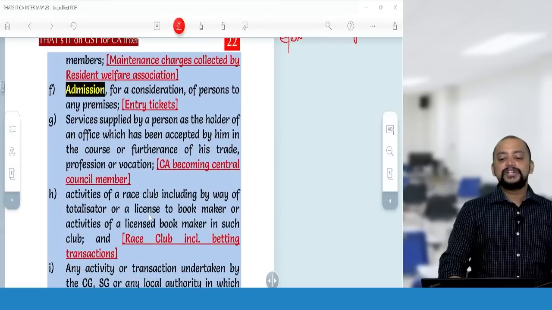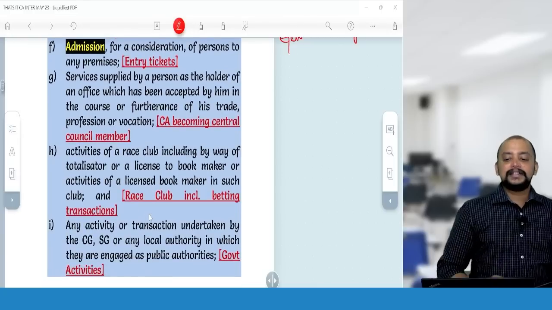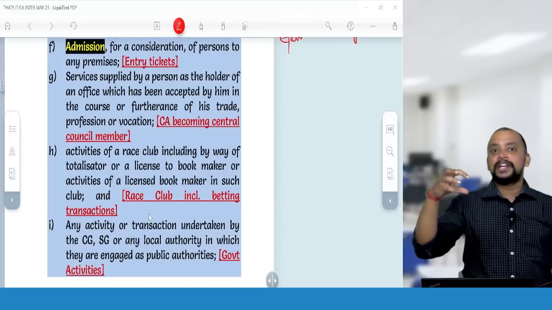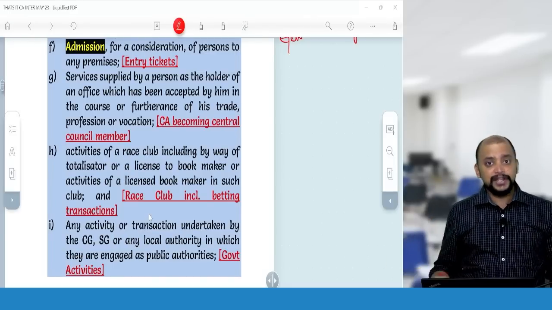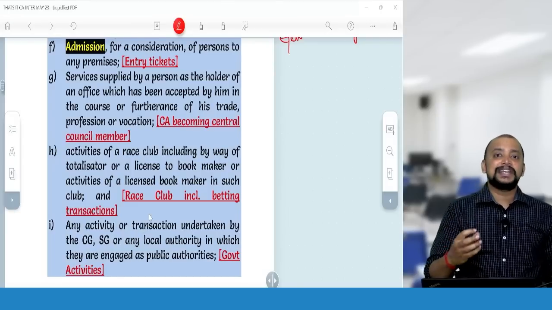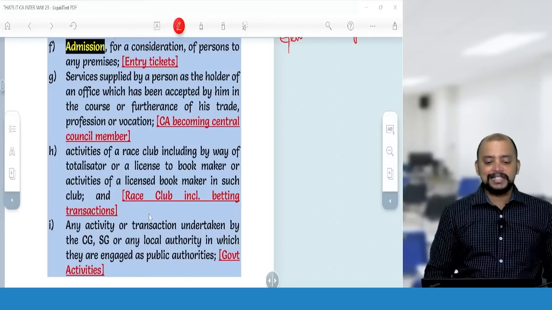Then next, admission for a consideration, that is entry tickets. Entry tickets will be treated as business. Then services by a person holding an office, that is, there is one person who is holding an office which is accepted by him in the course or furtherance of his trade, profession or occasion. For holding that office, he will get some money, that amount received. For example, CA becoming central council member, we discussed. So that amount received will be treated as business.